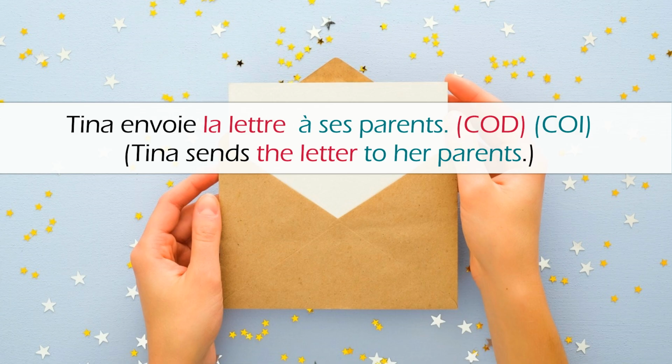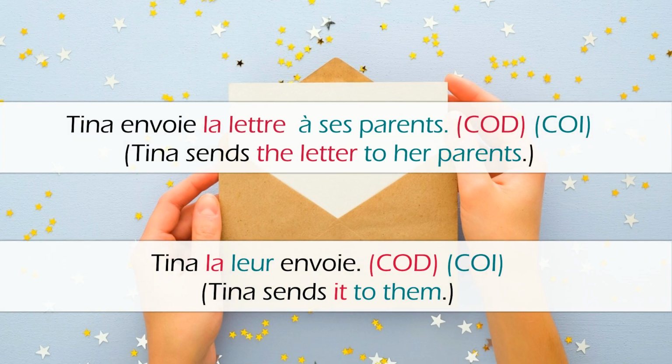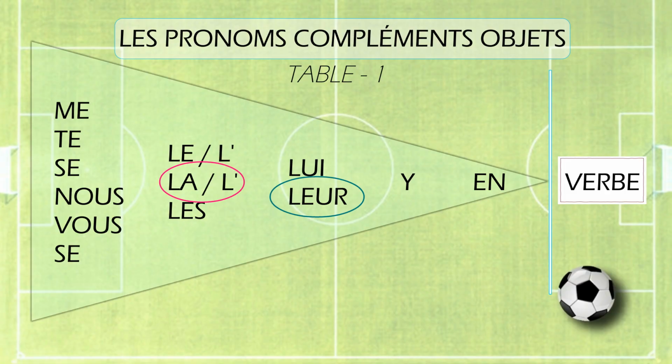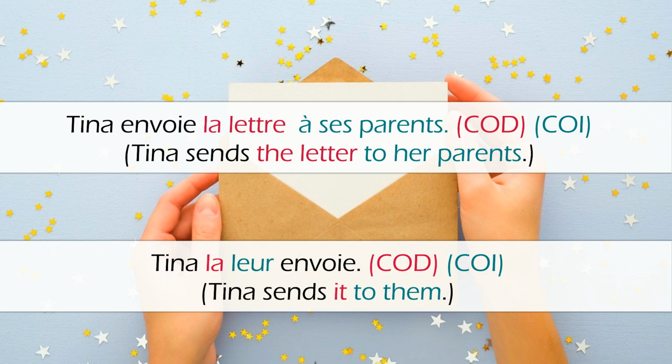Here we have two kinds of objects. La lettre, which is a direct object which is not starting with the preposition à, and à ses parents is an indirect object which is starting with the preposition à. Tina la leur envoie. According to table 1, la comes before and leur comes later. These two pronouns came before the verb according to the sequence which you learned in table 1. Tina la leur envoie. In one sentence, we can sometimes see more than one pronoun and always they will follow the sequence of the table.